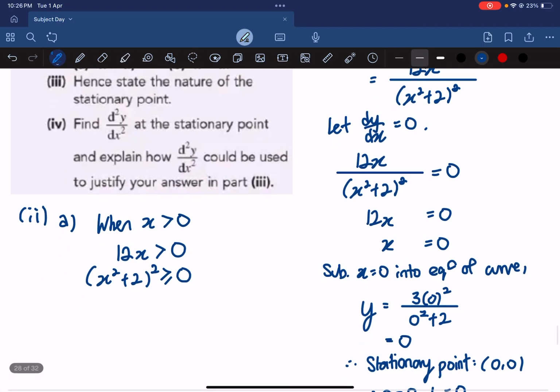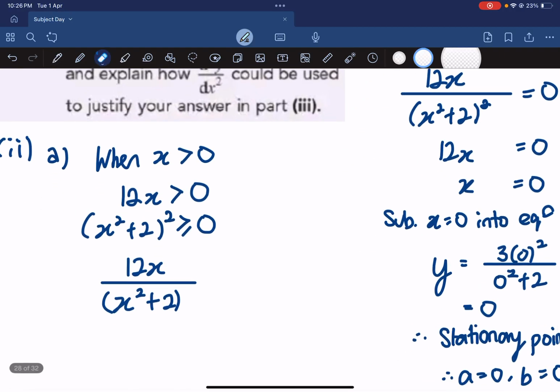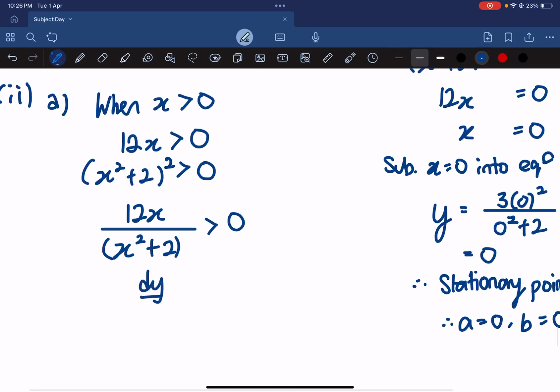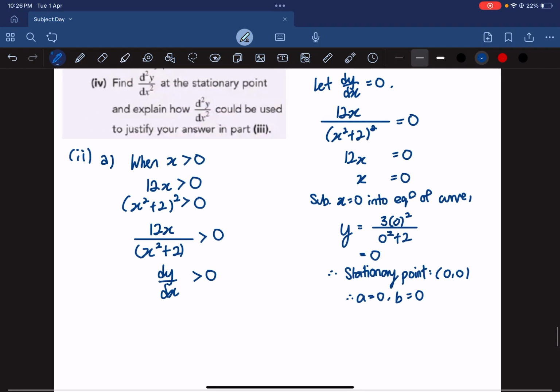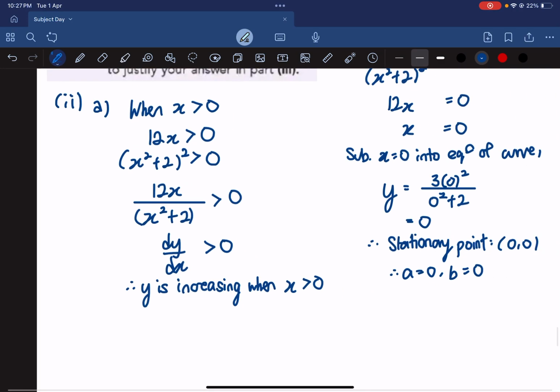Which therefore means that if I divide two positive numbers, I should always get a positive number. Since the numerator in this case cannot be 0, both my numerator and denominator are strictly greater than 0. Therefore this fraction here is strictly greater than 0, which means that dy over dx is greater than 0, and therefore y is increasing when x is strictly greater than 0. And this is for part A.